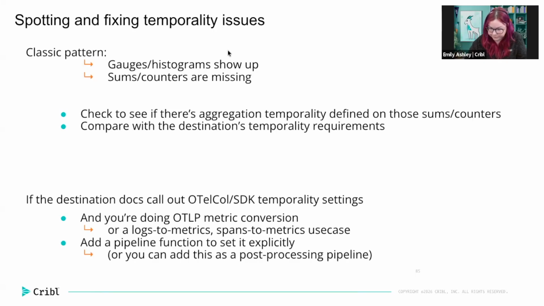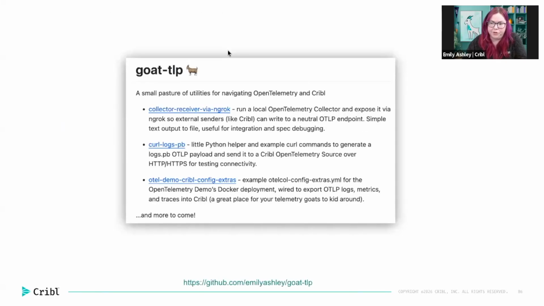If things aren't showing up in your downstream destination, I want to recommend, I wrote this little utility of a collector receiver via ngrok. This is a vendor neutral way you can set up a little endpoint on your system, point Cribl to it, and see what's coming in. So you can see better what Cribl is emitting and see like, oh, that other endpoint isn't receiving it, but my OTel collector is. There must be something different between the end destination and what an OTel collector can receive.